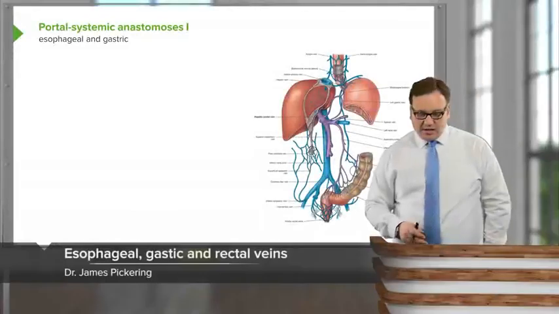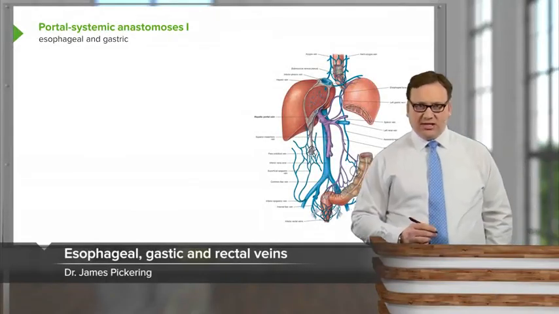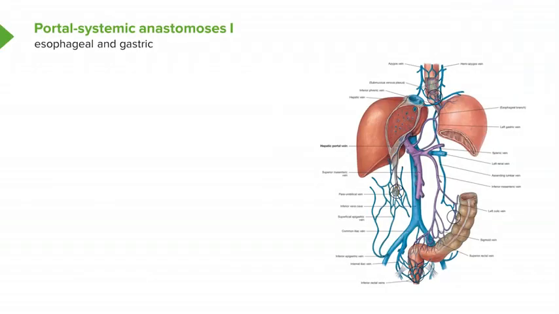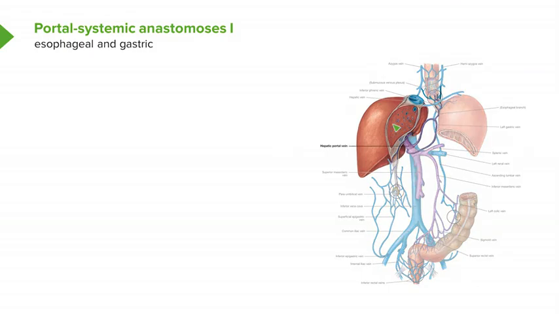So let's have a look. These portal systemic anastomoses. Here on the screen, we can see the normal portal system in this purple colour and the systemic circulation in this blue. And we can see that typically blood goes into the portal vein and then into the liver in this direction.